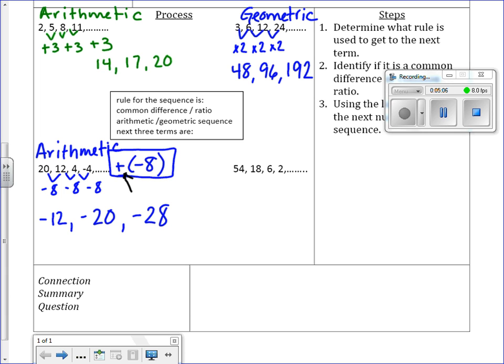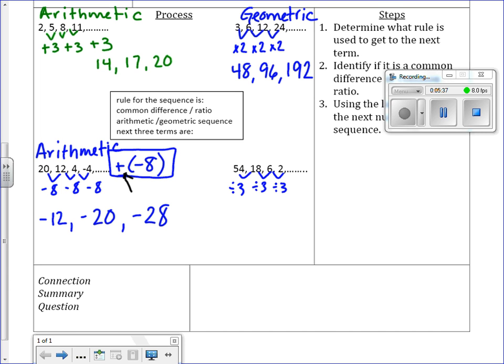Now, I have 54 to 18. I'll be honest with you, I'm looking at that and I'm like, okay, not exactly sure. So I'm going to look at this pattern here. From 18 to 6, I know that's divide by 3. And from 6 to 2, it's divide by 3. So I'm just going to check it and make sure 54 divided by 3 is going to be, sure enough, 18. So that's a divide by 3.